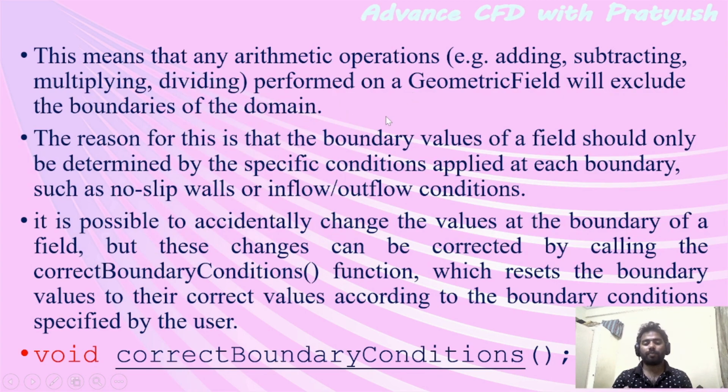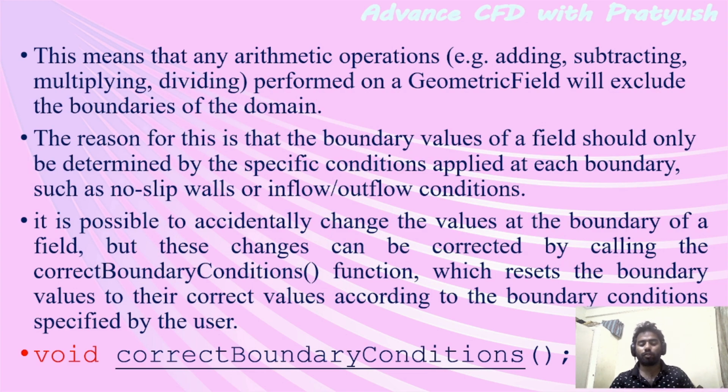Okay, now sometimes it happens that you accidentally change the value of the boundary field. Sometimes it is possible that you are applying some equations and accidentally you also change the value of the boundary patches, which you have not given as a boundary condition in the zero folder. So this is also possible. So there is one function, that is correctBoundaryConditions. If you call this function after that, then it is going to reset the boundary values to whatever boundary condition you have applied in the zero folder.